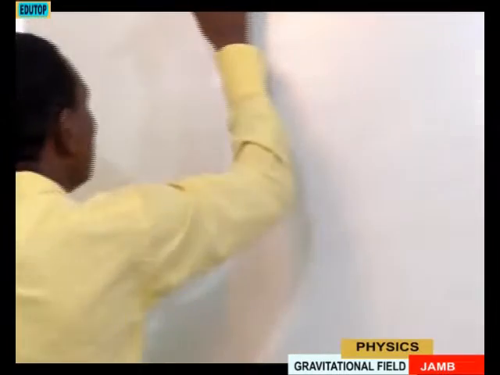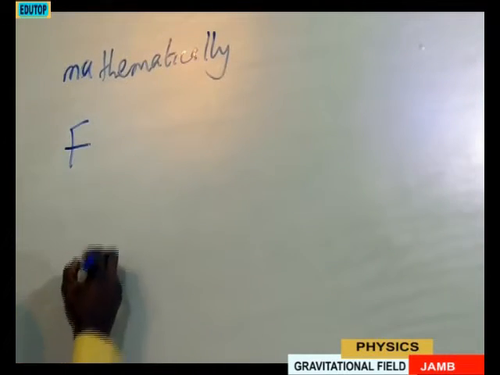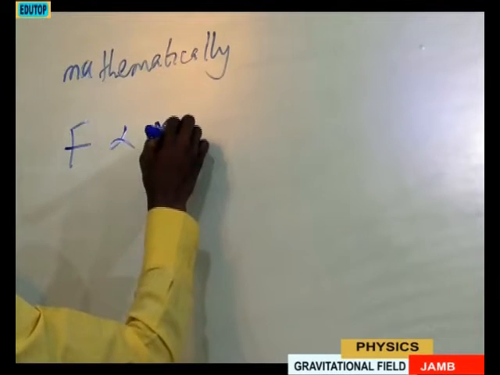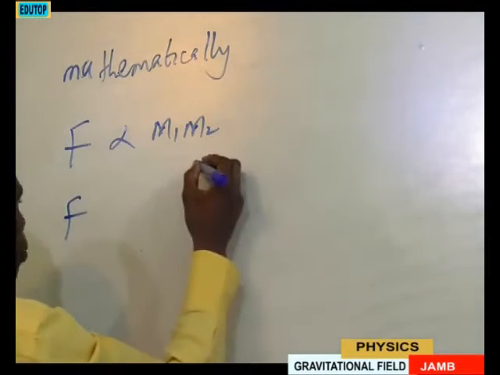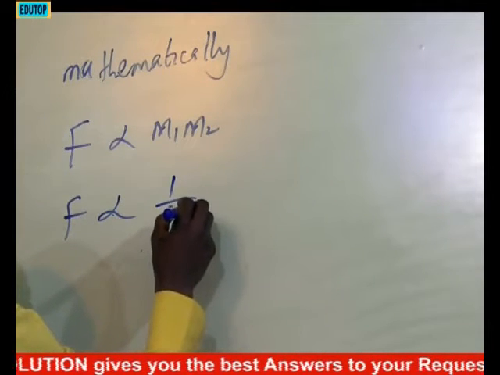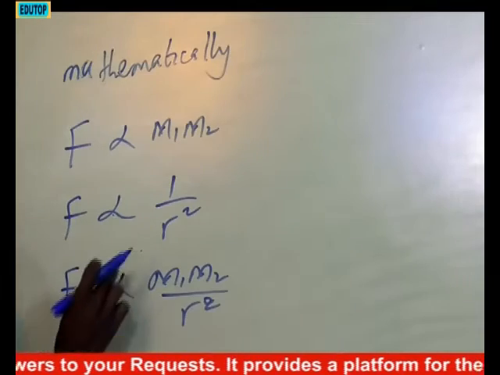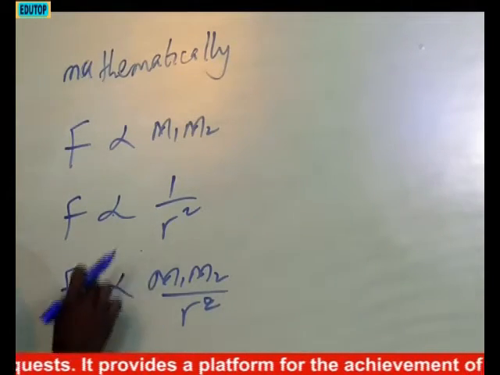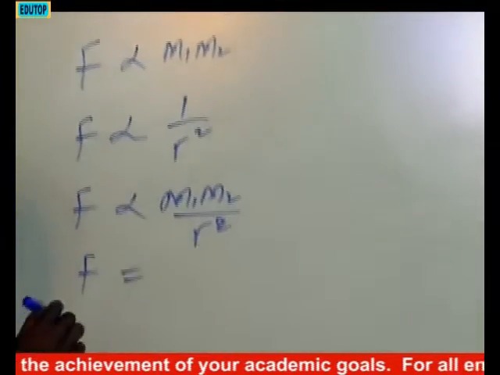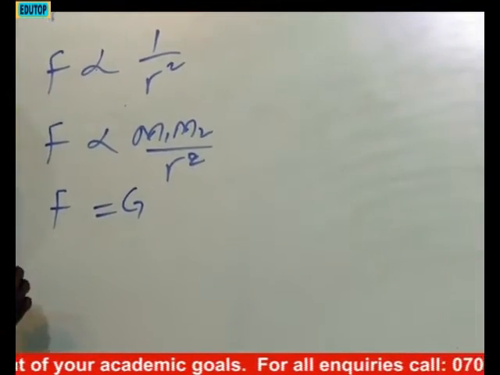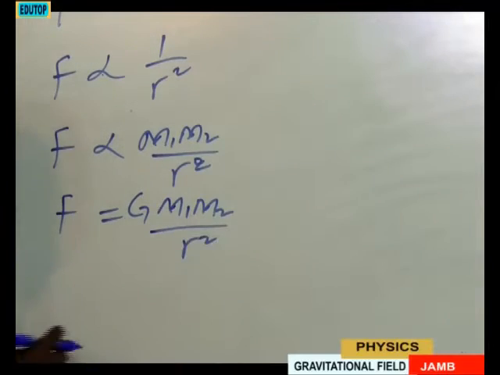This can be stated symbolically or mathematically. For Newton's law of universal gravitation, the force F is directly proportional to the two masses m1, m2, and the same force is inversely proportional to the square of the distance r between the two masses. If we join these two together, this is what you are going to have. Then if we change the sign of proportionality to an equality sign, we introduce a constant, and the constant here is our capital letter G, which we call the gravitational constant, so F equals G m1 m2 over r squared.